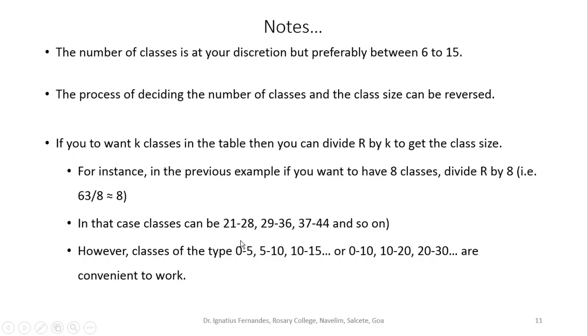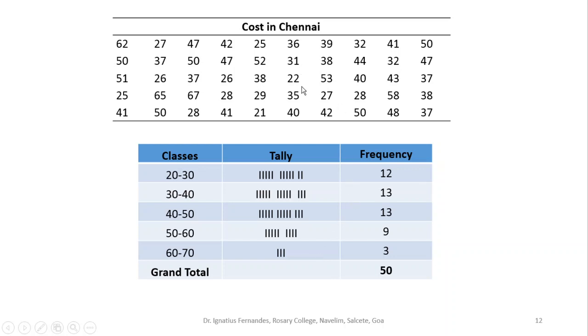Like if you compare 0 to 5 with 1 to 6, even though the class size is 5, 0 to 5 is always easier to work with as compared to 1 to 6. So whatever the minimum or maximum value is, we usually prefer having classes like 0 to 5, 5 to 10, 10 to 15, and so on.